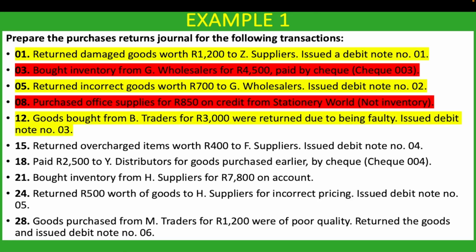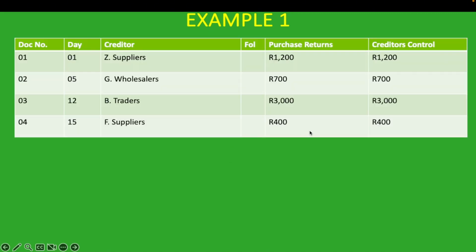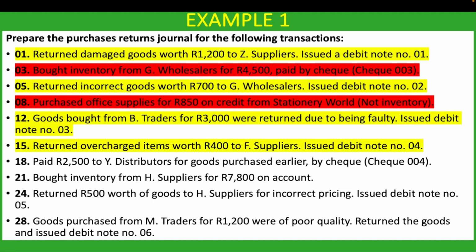What about the 15th? Returned overcharged items worth 400 rand to F suppliers, issued debit note number 4. Again, this one goes into our purchases returns journal. We are overcharged for specific items, and so you have document number 04, the day is 15, the creditor is F suppliers, and the amount is 400 rand, and you can see it's exactly the same way we've been doing the other one. So it's becoming easy as we go along. That's why I'm moving a bit quicker. Okay, and then we can highlight that one as being done.